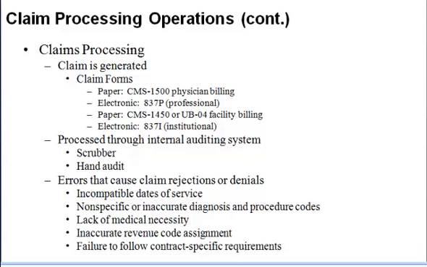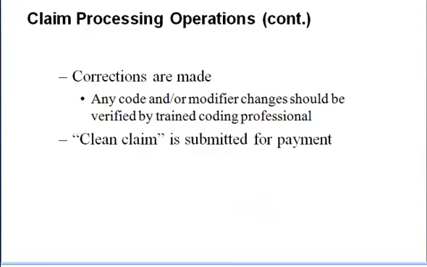Before a claim goes out the door of the facility, it will be put through a scrubber and a hand audit. And that is again done internally. The purpose of that is to try and catch the claim before it goes out the door, because it will delay the entire process if there is an error and it is not caught until it gets to the insurance company. If an error is found in that scrubber, the corrections are made, and hopefully every claim that goes out of the facility's door is what we call a clean claim.